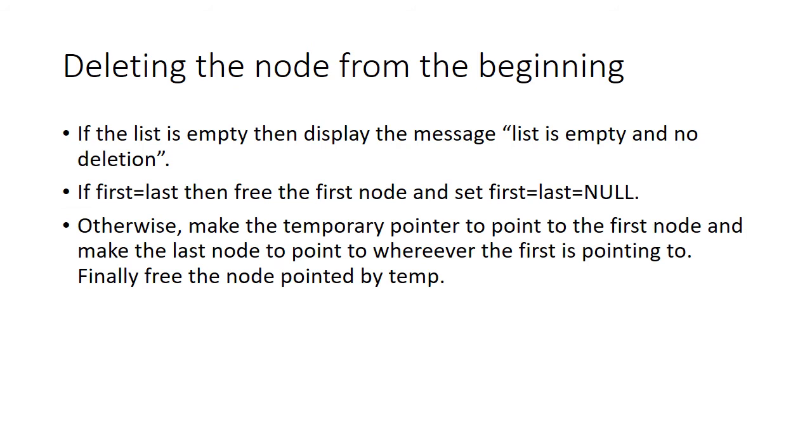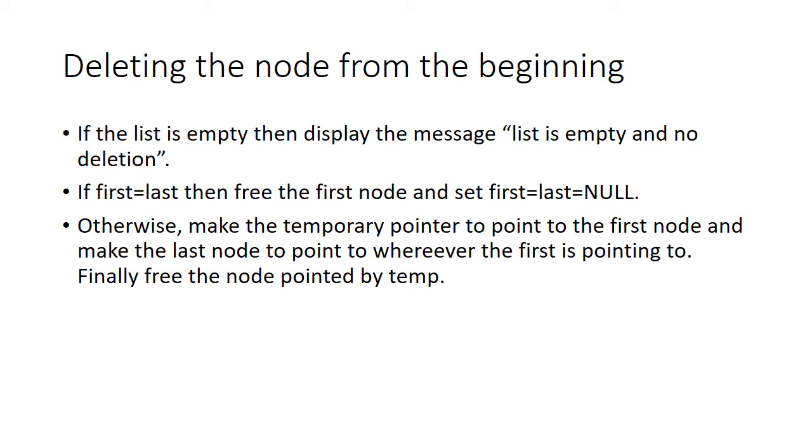Now, deleting the node from the beginning. If the list is empty, I don't have anything in the list, therefore I will display a message called list is empty, and no deletion is possible here. If I have only one node, that node will be treated as first as well as last, therefore first is equal to last. The first node that I am seeing is itself the last node, which means the list has only one element.